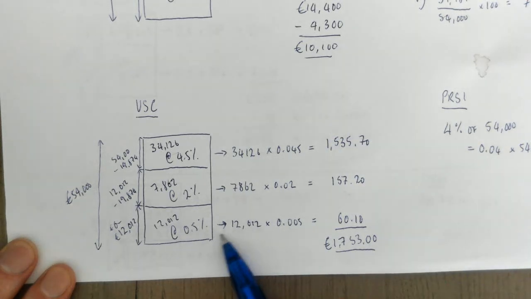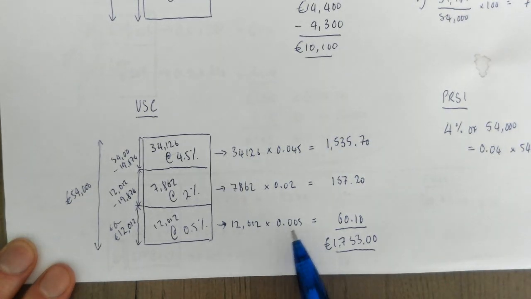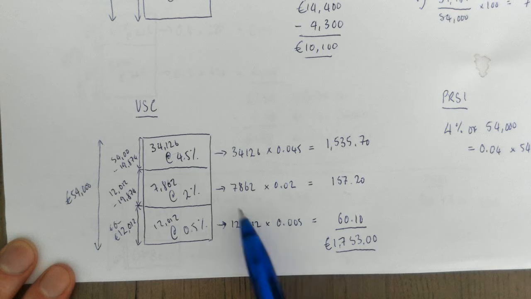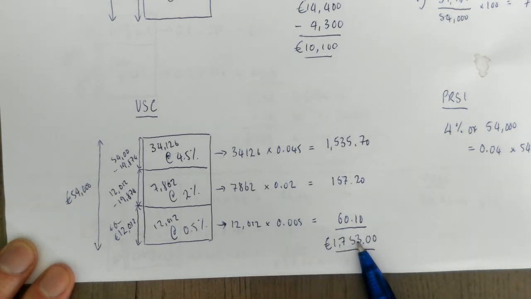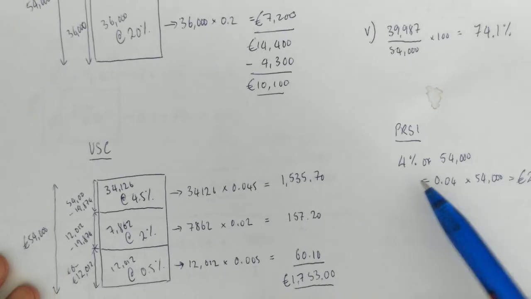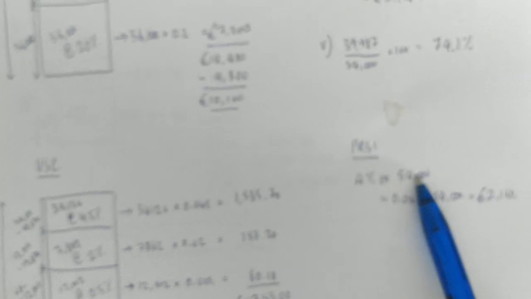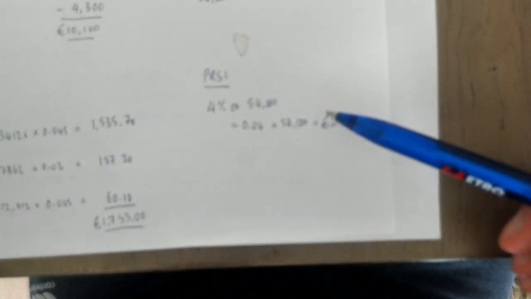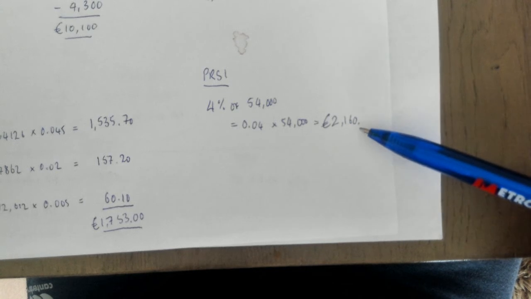Okay, so again, my calculations are there so you can see them. Careful, 0.005. Okay, add them up, we get 1,753. Similarly, PRSI is just 4% of 54,000, so that's 2,160.